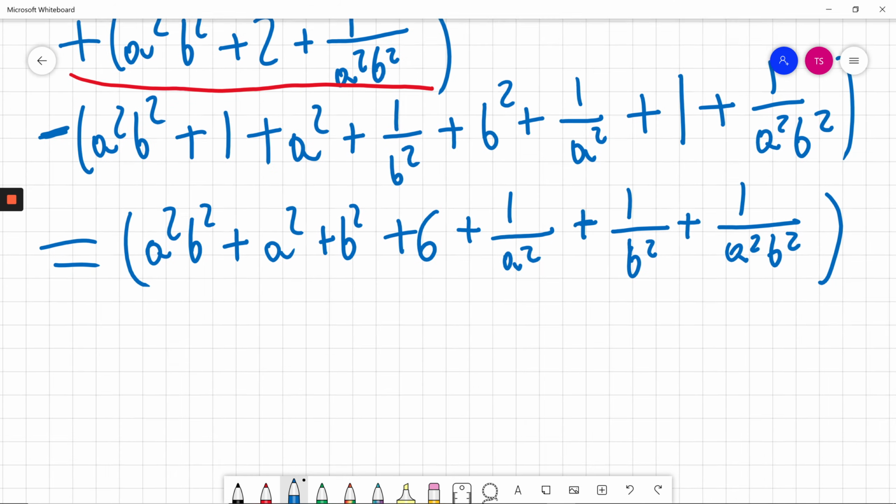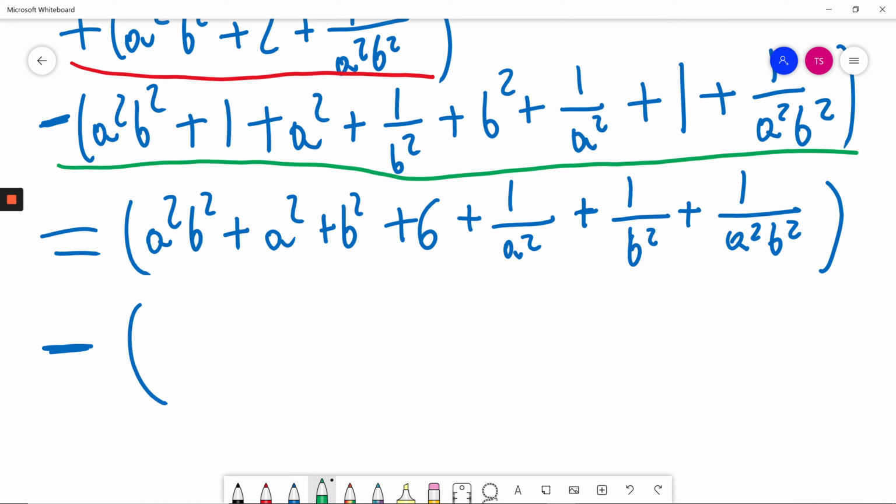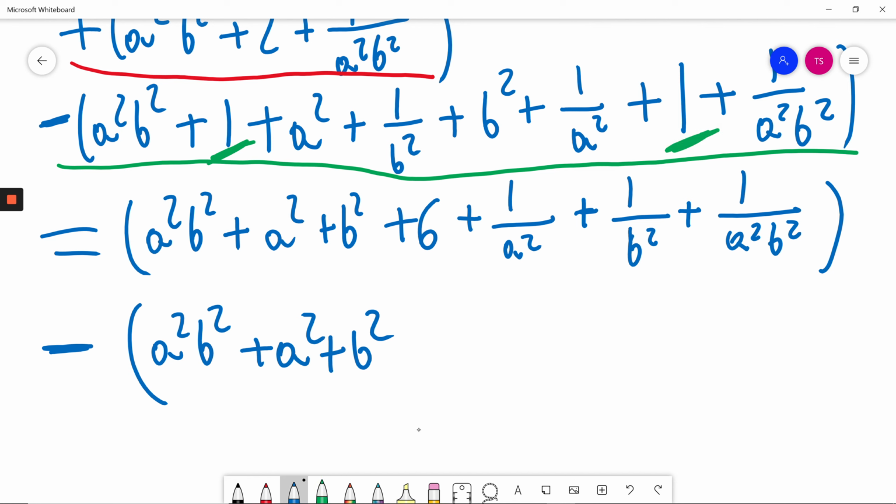And now minus, I will simplify this bracket a bit. So this will be a squared b squared plus a squared plus b squared. I will combine those 1 plus 1. 1 plus 1 is just 2.